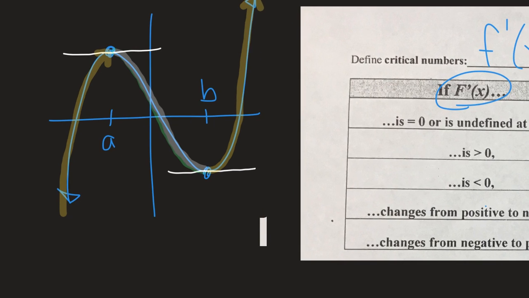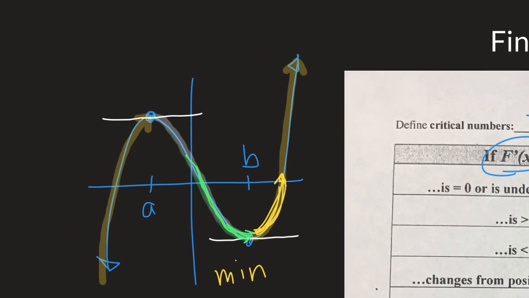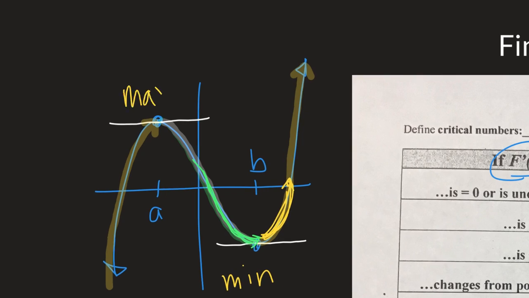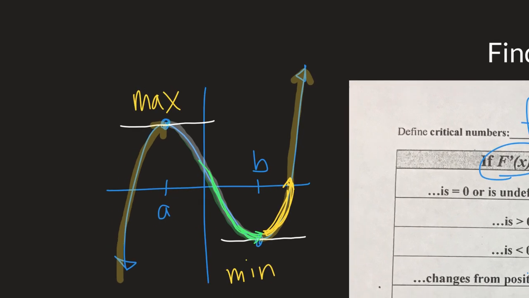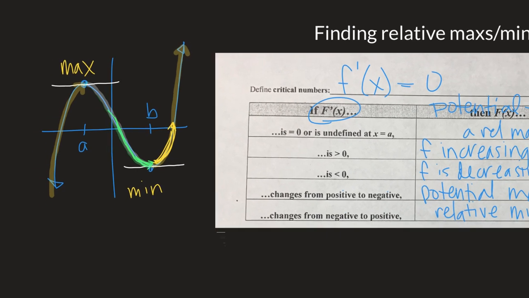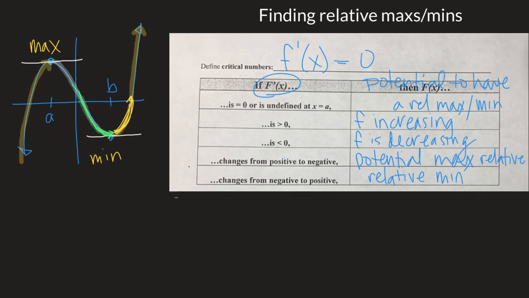Notice here on this graph, we have a decreasing function and our slope is negative. And then over here on this side, we have an increasing function and our slope is positive. So if it changes from negative to positive, you probably have a minimum value. And if it changes from positive to negative, you're going to have a max. So these are some of the things that the first derivative can tell us about our function, and some of the things we can find by using the first derivative.